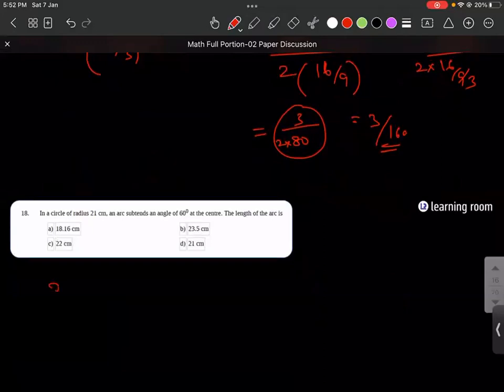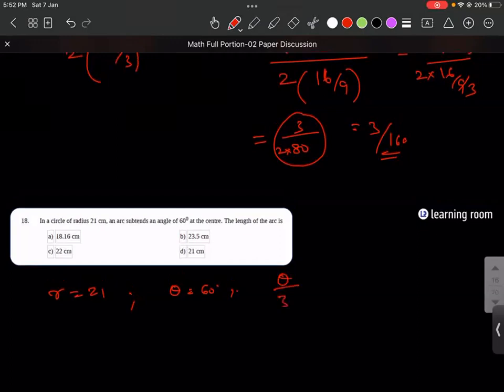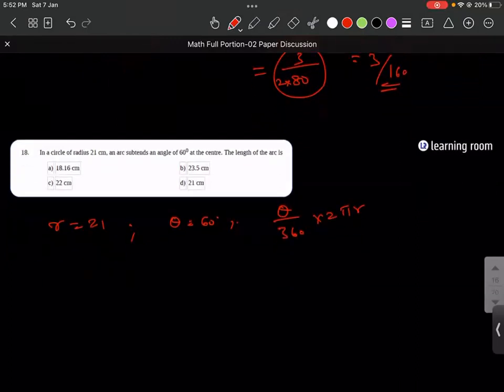If the radius of the circle is 21, angle subtended by arc is 60 degree at the center, then the length of the arc is, what is the formula for length of the arc? Theta by 360 into 2 pi r. Theta is 60, so 60 is 1/6 of 2 pi r. 2 into pi is 3.14, because I'm able to see decimal values, into r is 21. So this goes 3 times, this goes 7 times. So how much will be the answer? On calculating this, how much will you get the answer as?